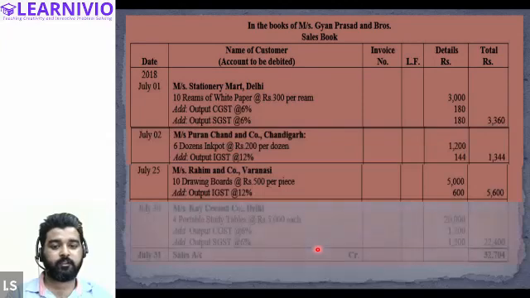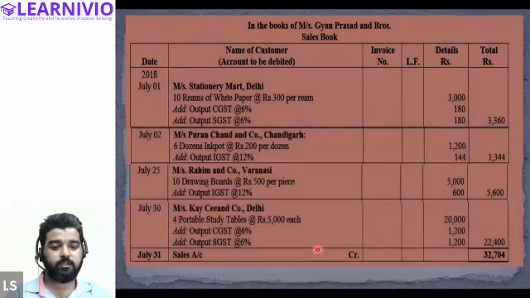Then we have the final transaction on July 30, Messrs. Key. Okay, 22400. So we will have the final value as on July 31st as 32,704.